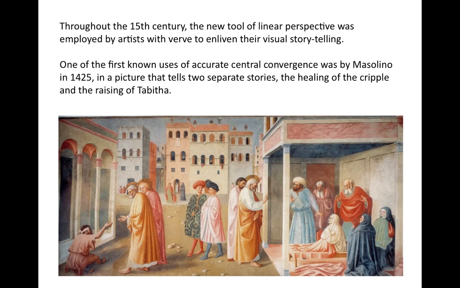Throughout the 15th century, the new tool of linear perspective was beginning to be employed by artists, and they were quite enthusiastic about this idea of making their compositions, their illusions, much more realistic as part of their visual storytelling. One of the very first known uses of accurate central convergence was by Masolino in 1425. This is a picture that shows actually two separate stories at once. There's a story happening here on the left and another one here on the right. The healing of the cripple and the raising of Tabitha.